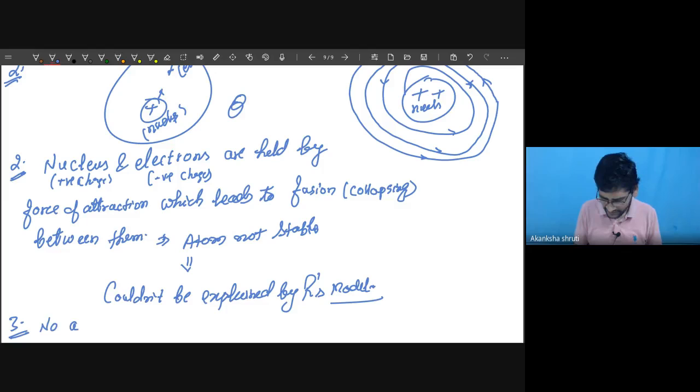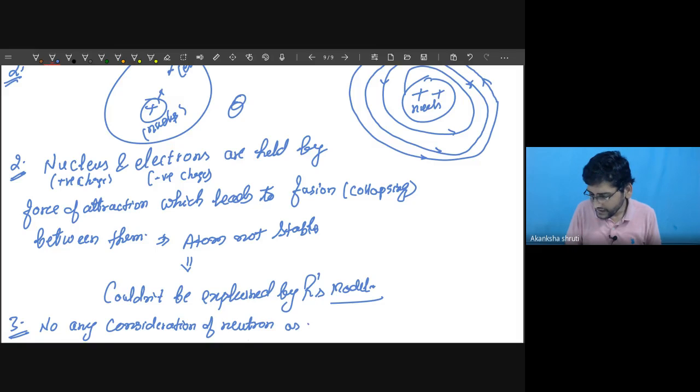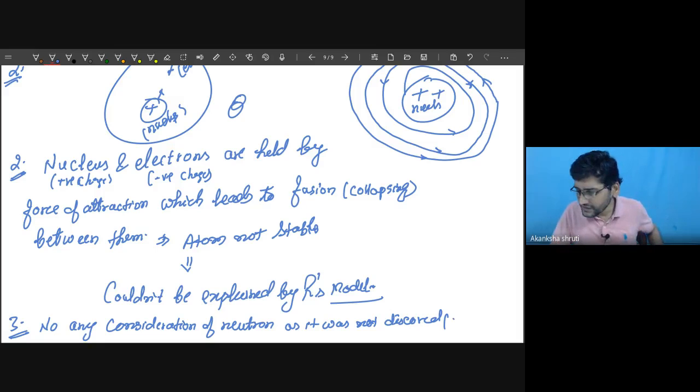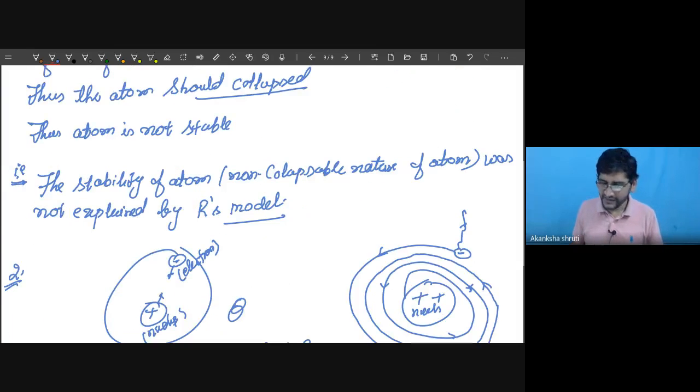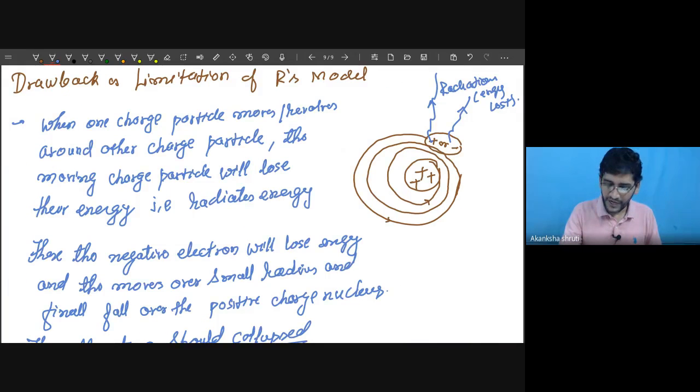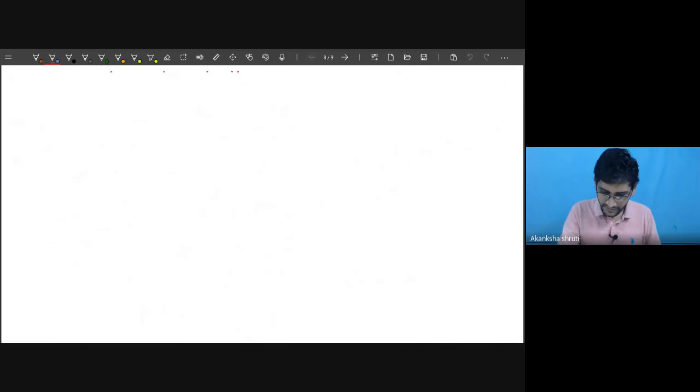No consideration of neutron. Why? As it was not discovered at that time. So this was discovered in 1932, but Rutherford carried this experiment in 1907, and in 1908 he was awarded the Nobel Prize. So this was all about our Rutherford model.